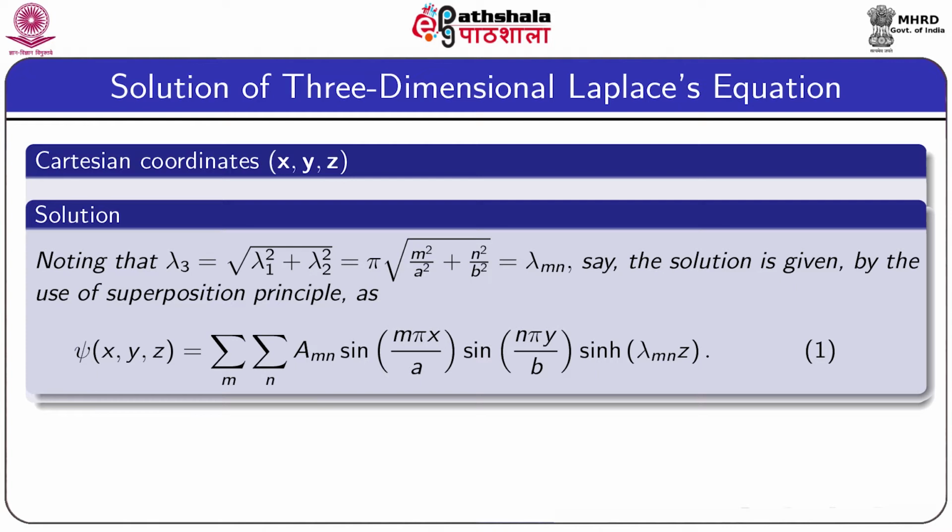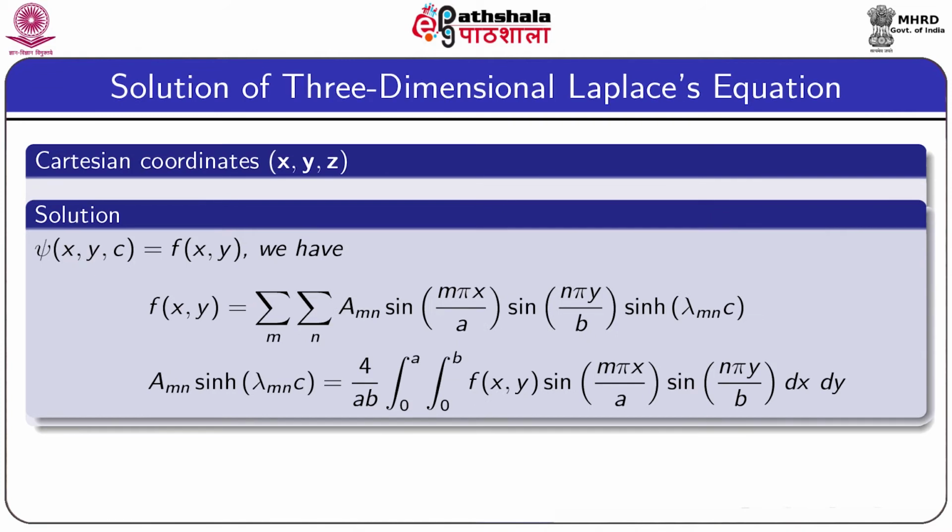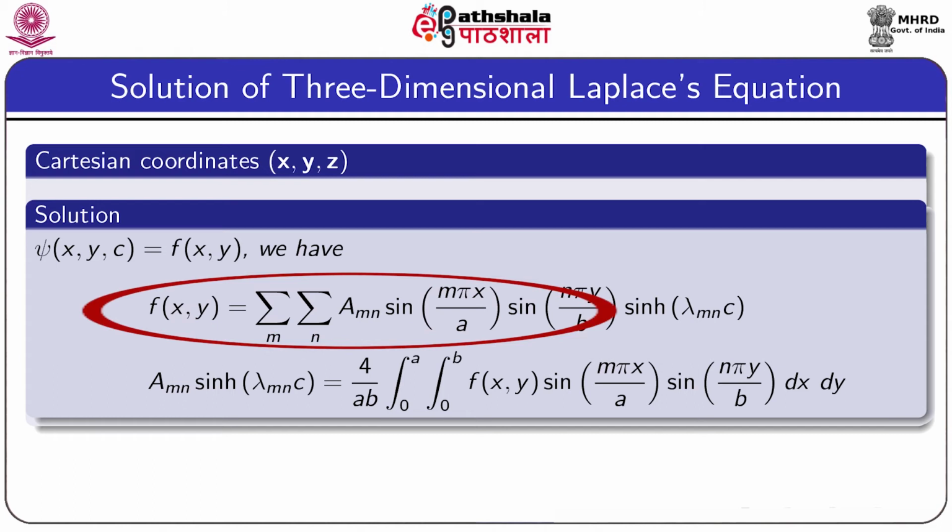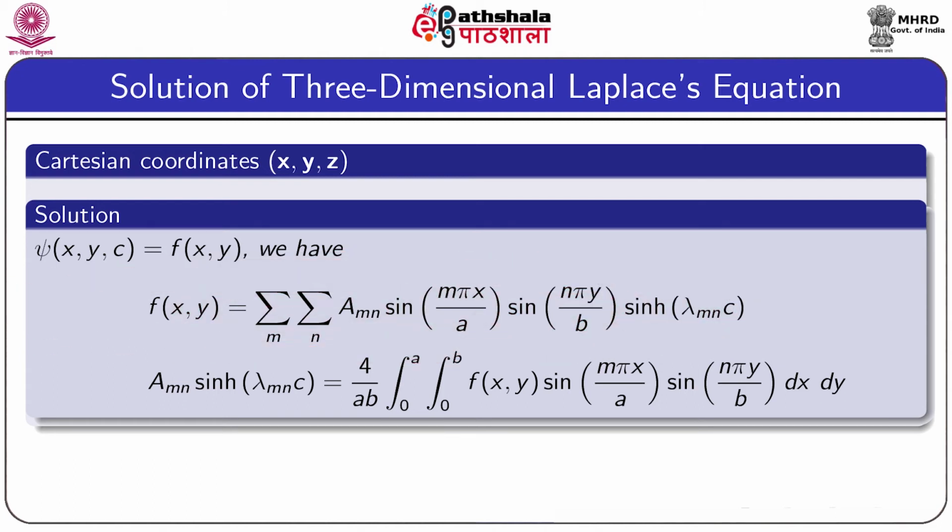Now, you have to remember that there is one boundary condition left. To satisfy that boundary condition, psi(x, y, c) equals f(x, y). Now, if we apply this boundary condition to our solution, which is written here, we get f(x, y) equal to the sum over m, sum over n, A_mn into the expression given here.